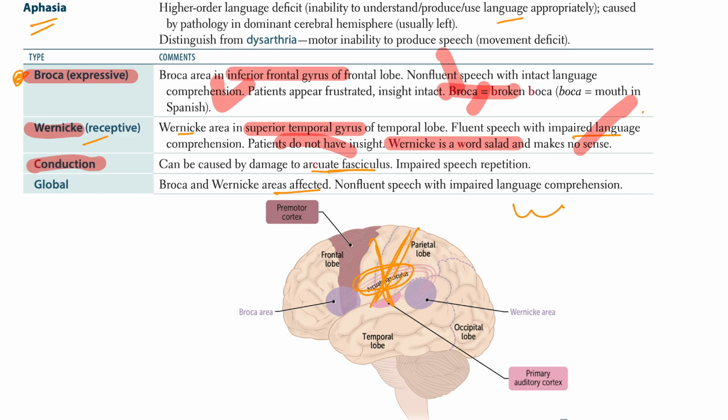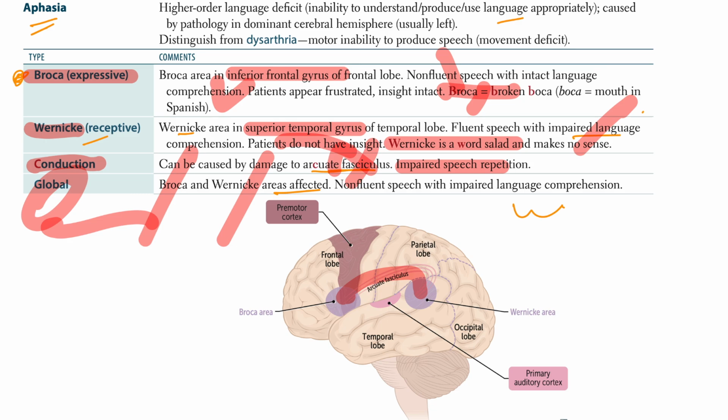Conduction problem means you don't have conduction. Simple: conduction, one point to another point. Meaning the arcuate fasciculus is out. Impaired speech repetition. Global means both are out. Broca and Wernicke's both are affected. You will have non-fluent speech with impaired language comprehension. And that is all for aphasia.